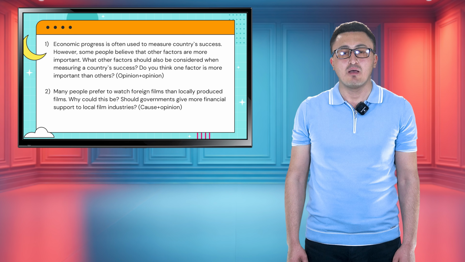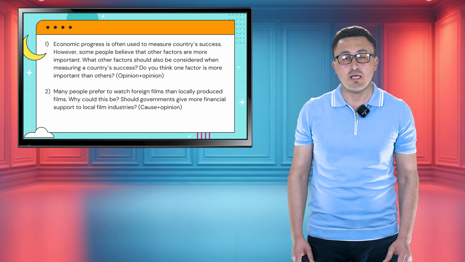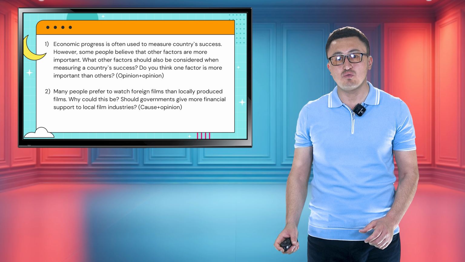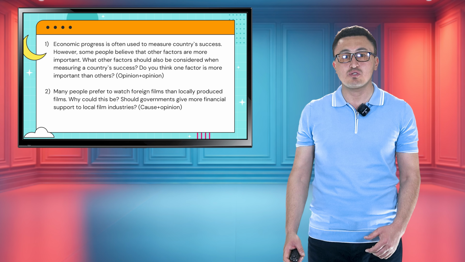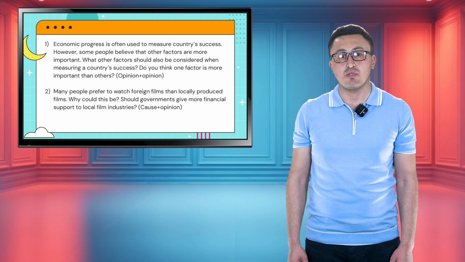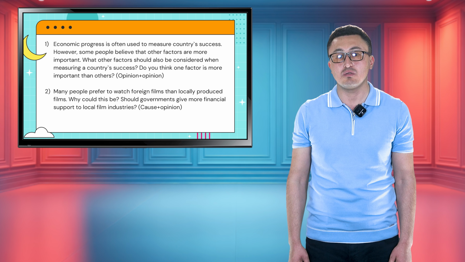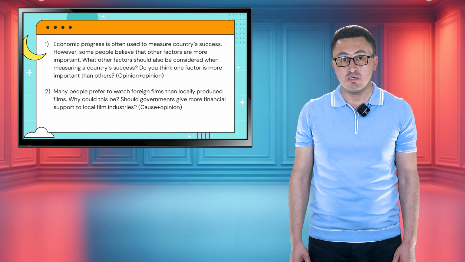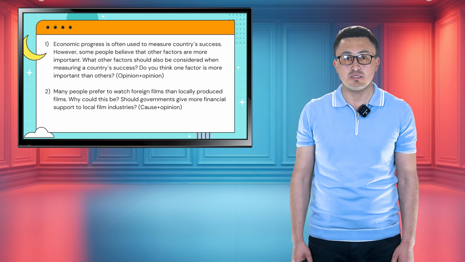As you have seen, at the beginning of the question you are given the topic and some people's ideas about the topic, and two different questions are also given for you, and in both questions your opinion are asked. Next question sample. Many people prefer to watch foreign films than locally produced films. Why could this be? Should governments give more financial support to local film industries?